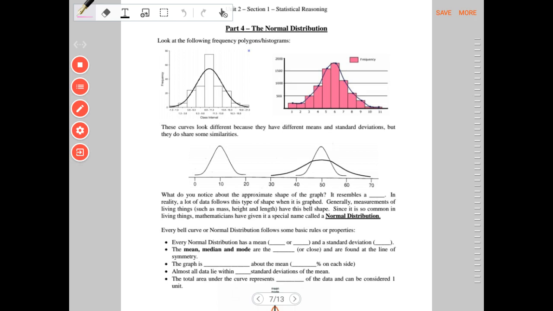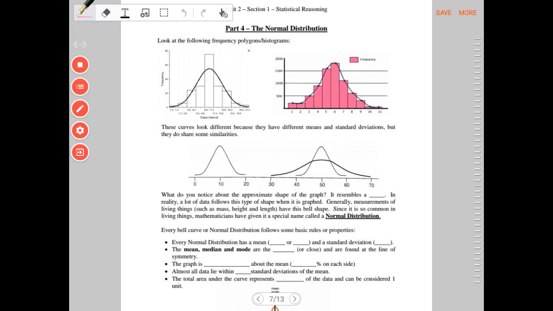Part 4. The normal distribution. Look at the following frequency polygons and histograms. Remember, the frequency polygon is the line that connects the midpoints, and the histograms, of course, are the bars. You can see that the bars are fairly symmetrical in both cases, and there's a nice curve that goes through them.